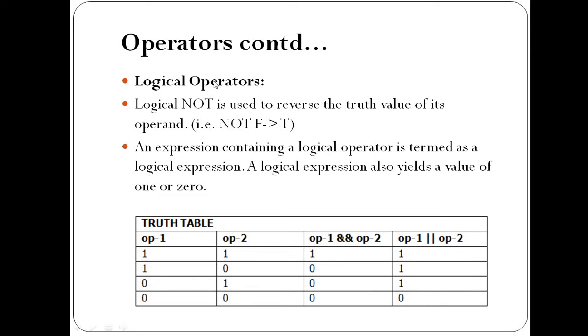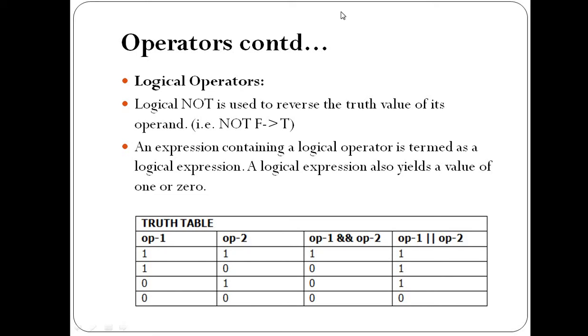And NOT is just the reverse, meaning if the value is false then it will be converted into true, and if the value is true it will be converted into false. So an expression containing a logical operator is termed a logical expression. A logical expression also yields a value of 1 or 0. So this is the truth table for AND and OR, and NOT is just the reverse, vice versa of false and true. If the value is false then it will be converted into true, and if the value is true then it will be converted into false.